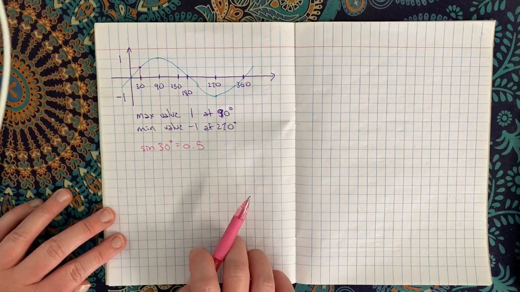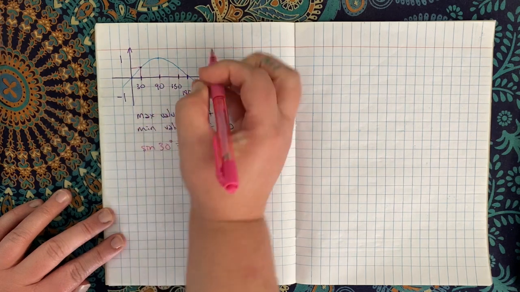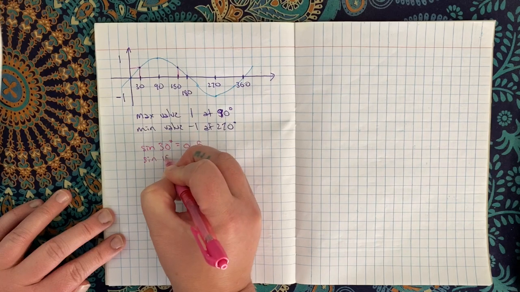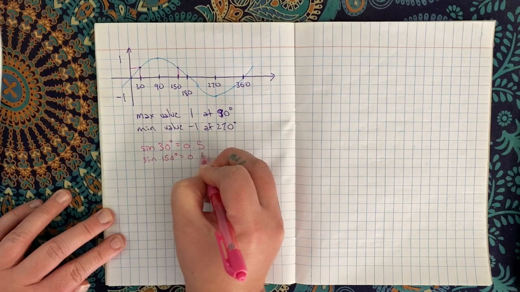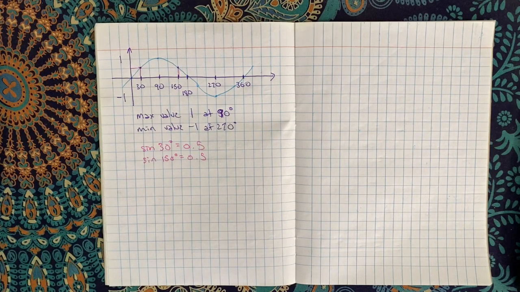So if we're asked when else does sine equal 0.5, we can just look at this line here and figure out when else it hits the graph. Well, it also hits down here. So sine 150 degrees also equals 0.5. So you can see that there are some repeating values.